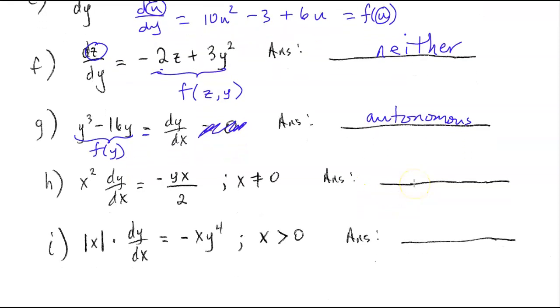Okay. And so for our example h, if we were to divide both sides by x squared here, then of course this would go away on this side. We'll have x squared down here in the denominator. And of course, if we simplify, this would just be negative y divided by 2x. And this is just a function of both x and y. So because of that, this would be neither autonomous nor directly integral.